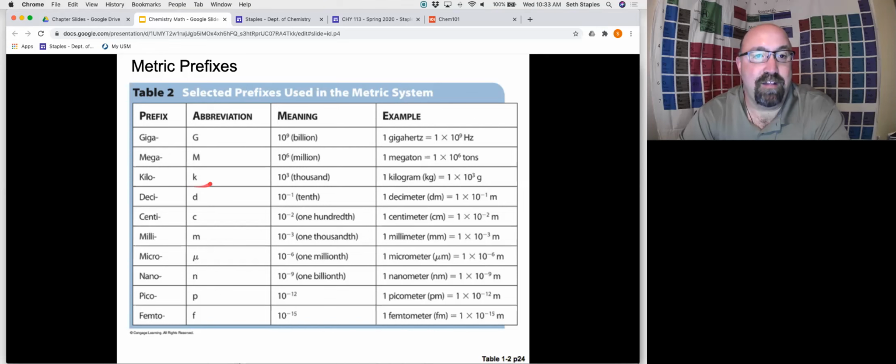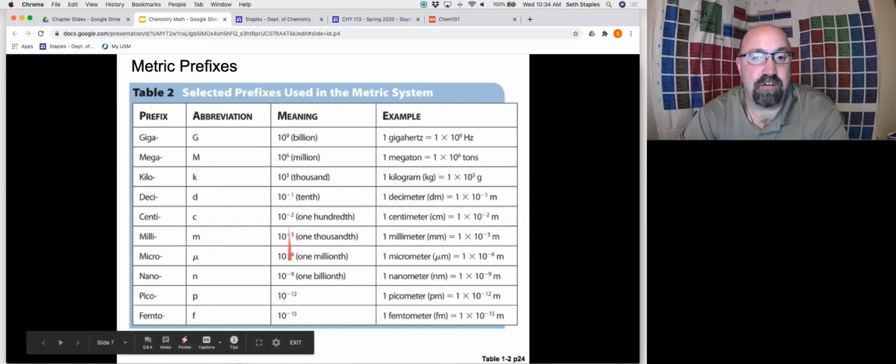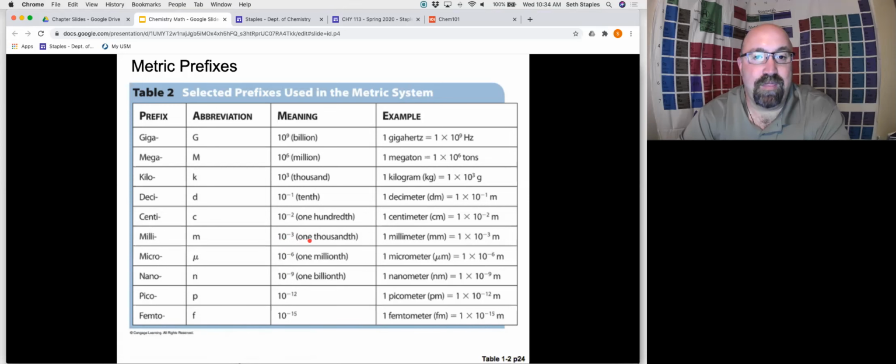a kilogram is larger than a gram. There are 1,000 grams in 1 kilogram, and we can see that example here. 1 kilogram equals 1 times 10 to the third, or 1,000 grams. Anything below this line represents measurements that are smaller than our base unit. A milligram is 1,000th of a gram, or a millimeter is 1,000th of a meter. There are 1,000 millimeters per 1 meter.